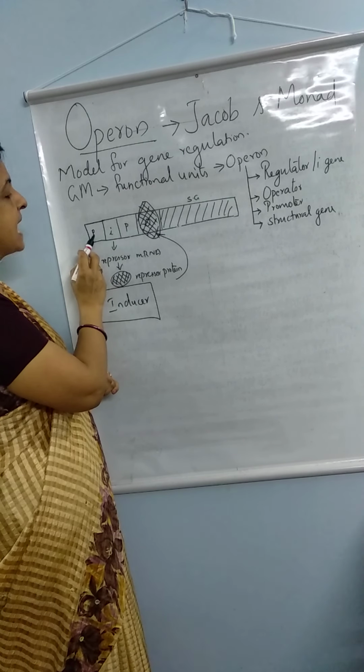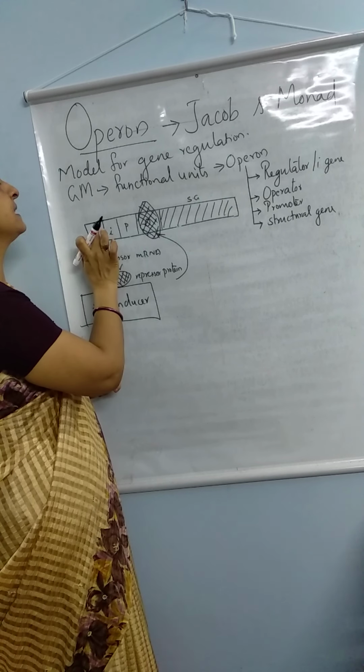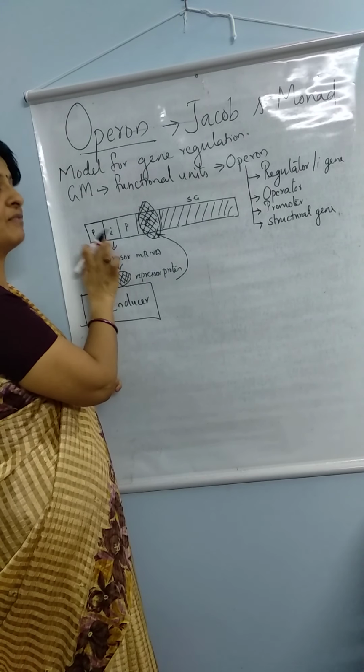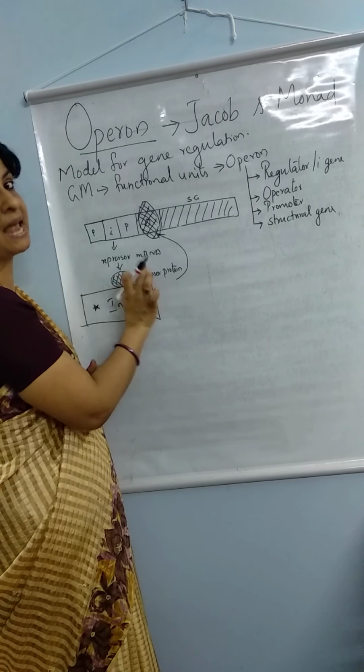So this P stands for, what is this P for? This is the promoter region for the RNA polymerase to start the process of transcription for the formation of repressor mRNA.